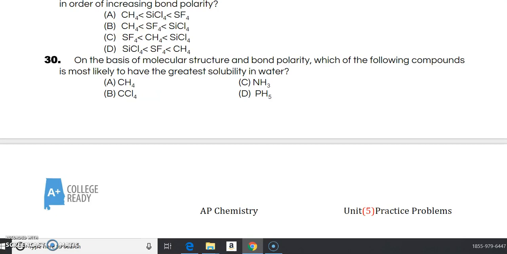When we look at C and D, we look at ammonia, NH3, and ammonia, we know, has an unshared pair. When you draw phosphorus pentahydride, you're not going to have an unshared pair, and it is also going to be nonpolar. So remember the phrase, like dissolves like. So C is our answer, because as we know, ammonia is definitely dissolved in water and used in a lot of cleaning agents.